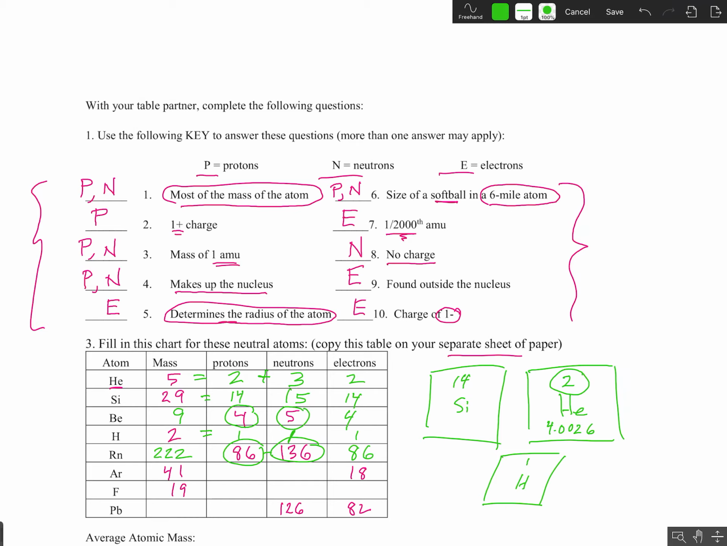Okay, argon, let's see, its mass is 41. It has 18 electrons. That means it has 18 protons. And so the number of neutrons would be, let's see, would that be 23 plus 18 is 41? I think so.